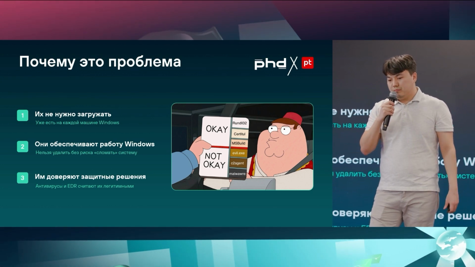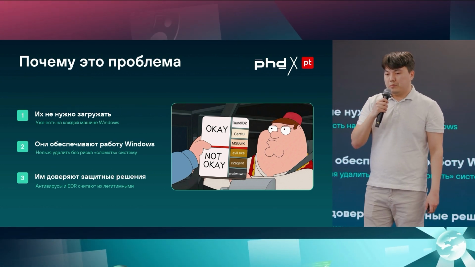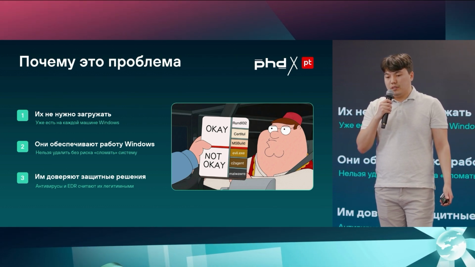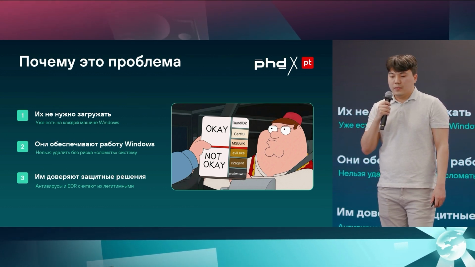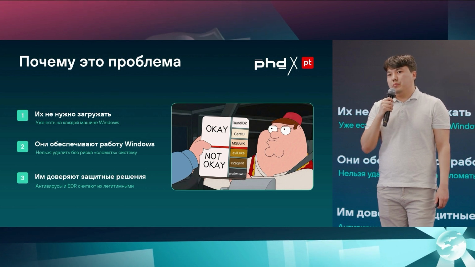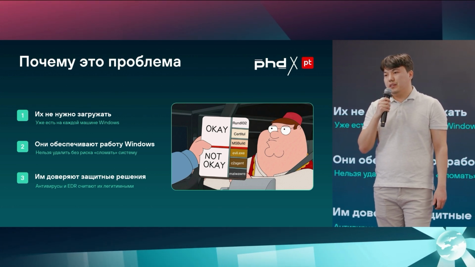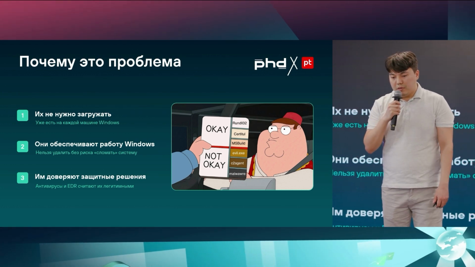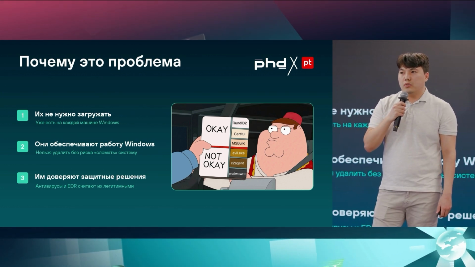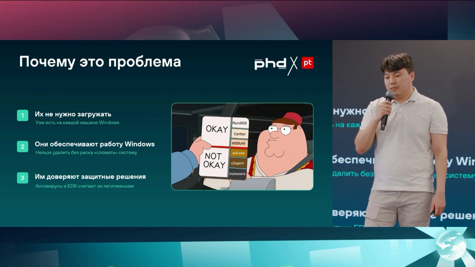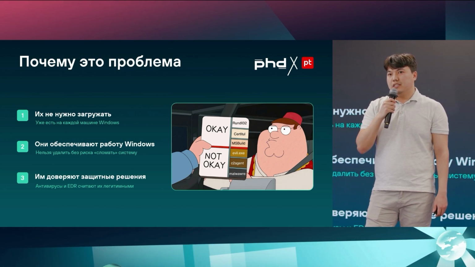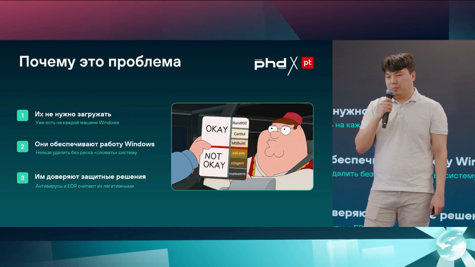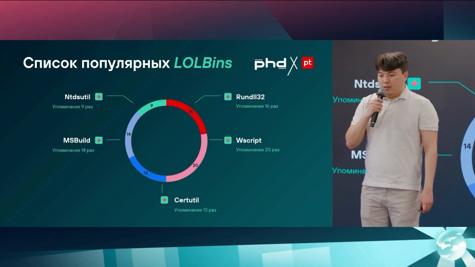There are three causes for this to be a problem. They're interconnected. The first one, these binaries are already there in the system, so the attacker doesn't need to download anything. These binaries are not just there, they're necessary to make the system work properly. If you switch them off, the whole system will collapse. And the final reason is that, since we need them for normal work, antiviruses or EDRs don't tag them as malware, so it's difficult to catch them.